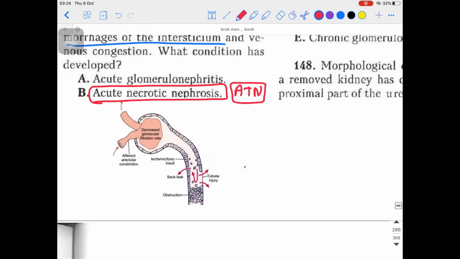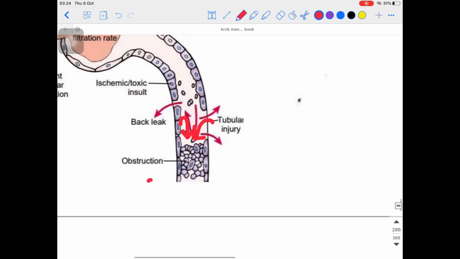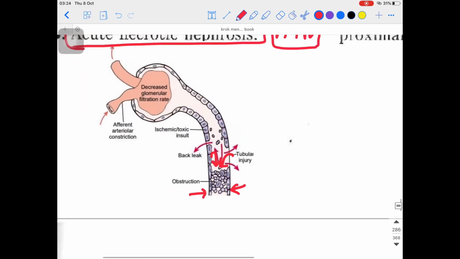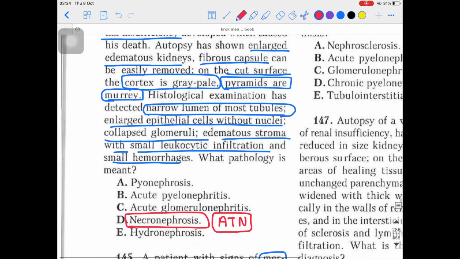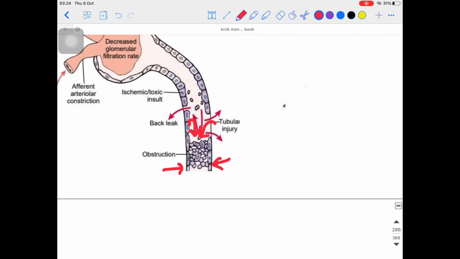Now let's look at the diagram. I told you the PCT region will be having a hard time inside the nephron. So what will be happening? They will have destruction, and they will be falling down in the lumen itself and causing narrowing of the lumen, isn't it? That's what we read in the previous question, that there was a narrowed lumen of most tubules, right? So that is the case over here, and due to this narrowing, leukocytic infiltration and edema will be seen, and all these things will be happening over here, obviously.